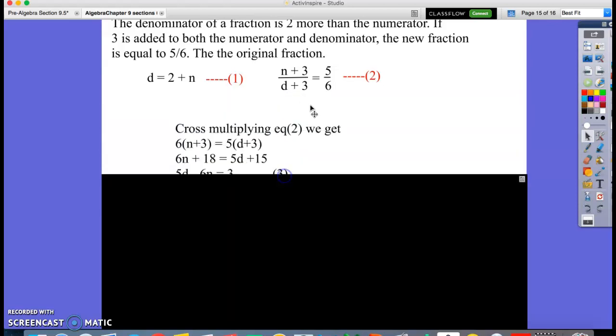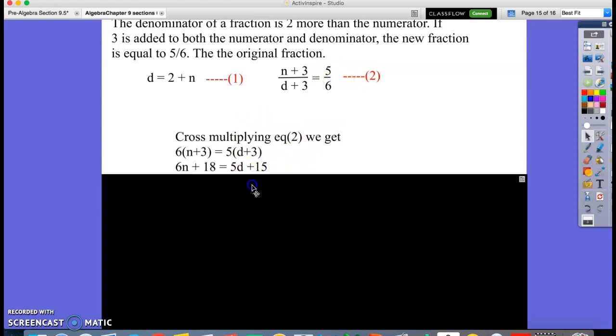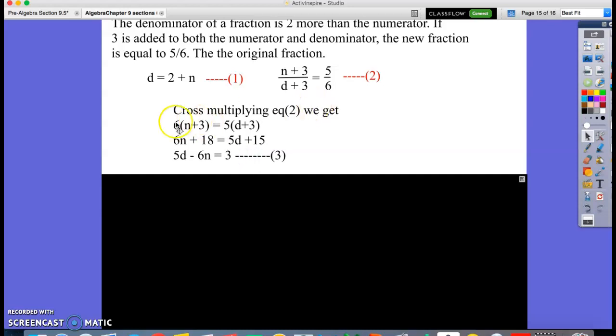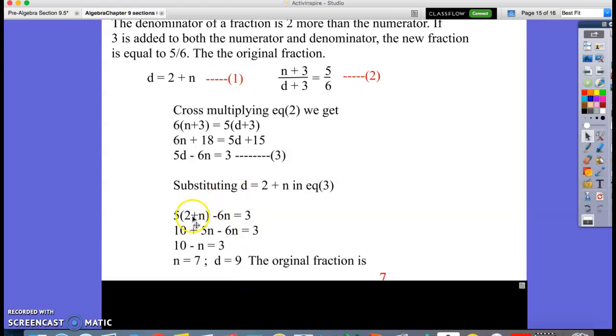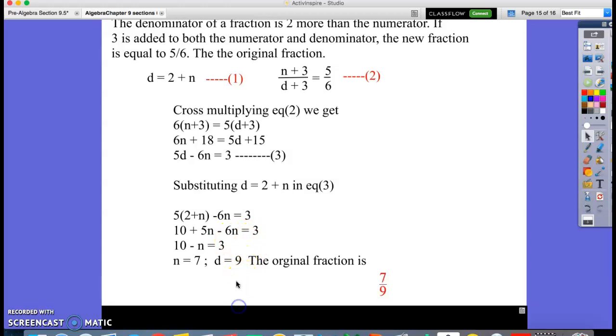So I cross multiply the equation 2 to make it an equation. So this will be 6 times n plus 3 equals 5 times d plus 3. Distributing, I get 5d minus 6n equals 3. Now we know that d equals 2 plus n, so I'm going to substitute this into this equation. So you get 5 times 2 plus n minus 6n equal 3. So 10 plus 5n minus 6n equal to 3, or n equals 7 and d equals 9.